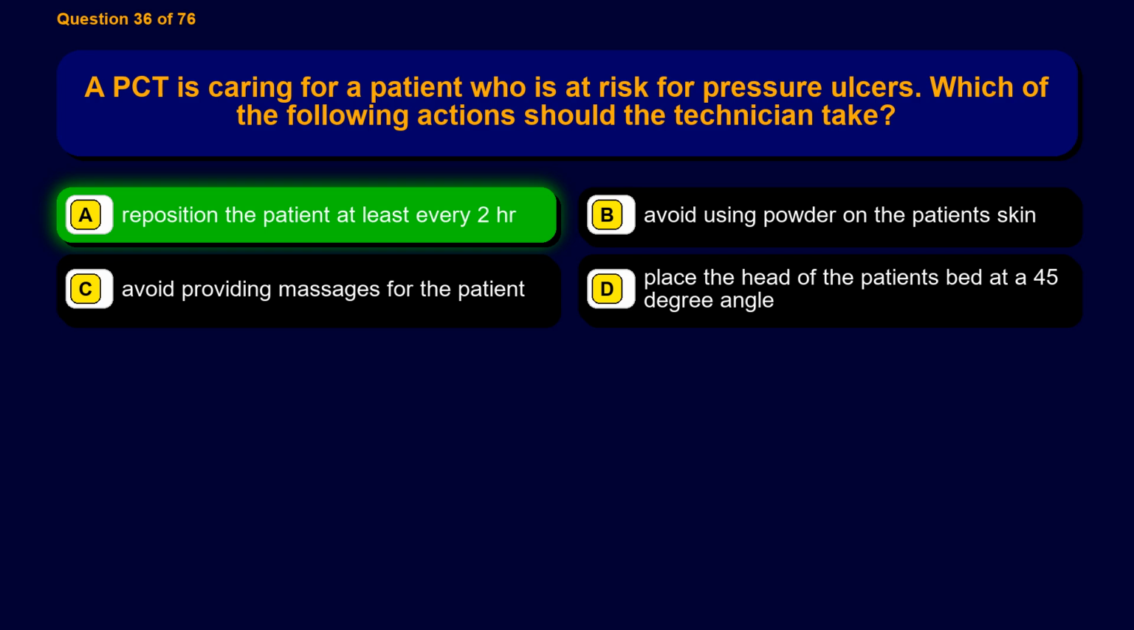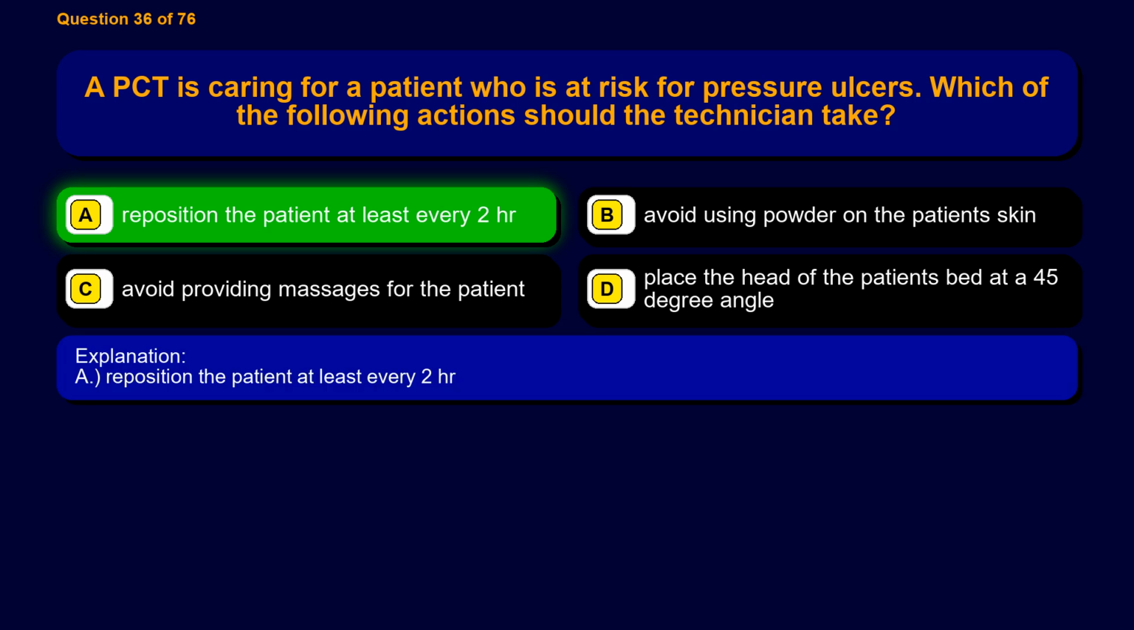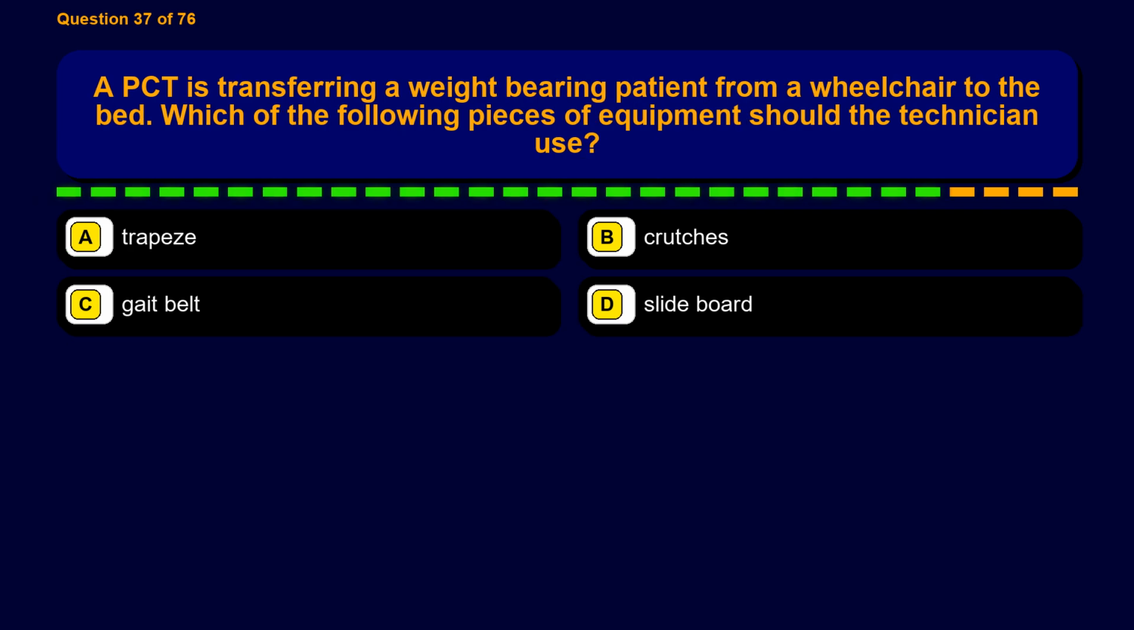The correct answer is option A, reposition the patient at least every 2 hours. Question 37. A PCT is transferring a weight-bearing patient from a wheelchair to the bed. Which of the following pieces of equipment should the technician use? Option A, trapeze. Option B, crutches. Option C, gait belt. Option D, slide board.